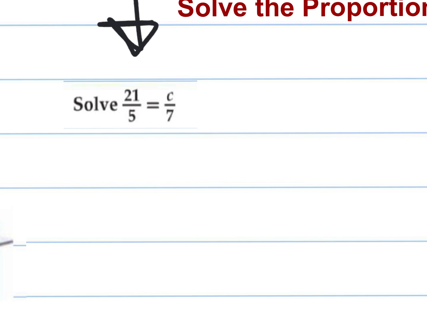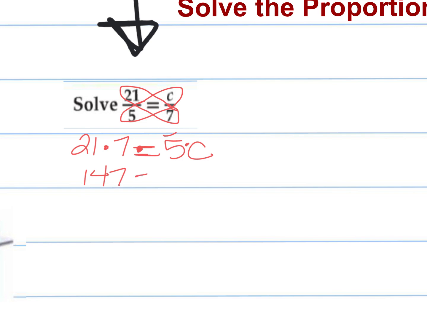Remember that if we multiply our diagonals, they would be equal to each other. So I know that 21 times 7 will equal 5 times C, or just 5C. So 21 times 7 is 147 equals 5C. Remember, a letter next to a number is just the number with no operation.